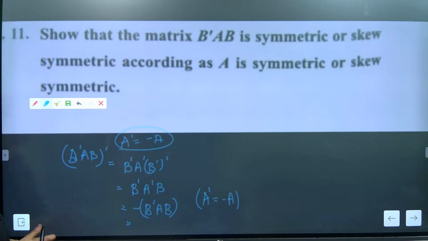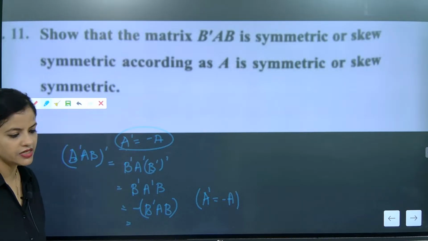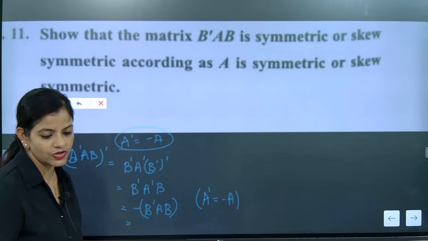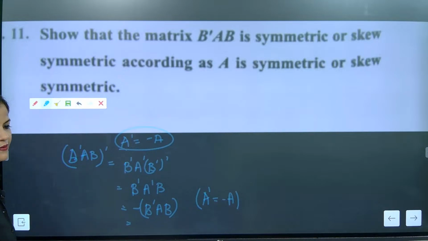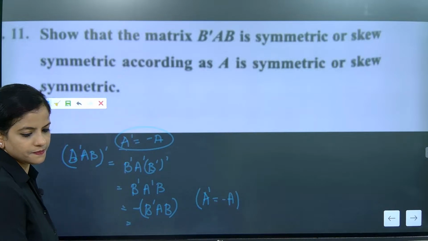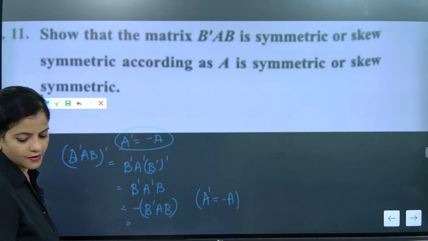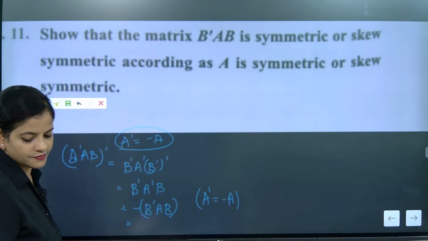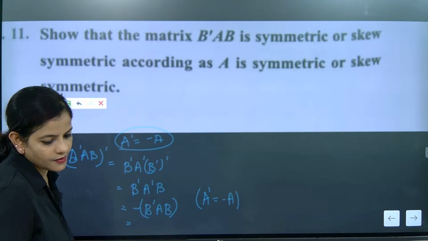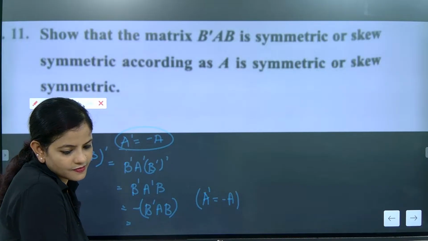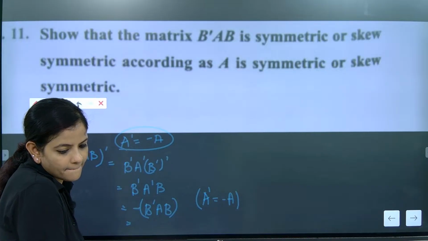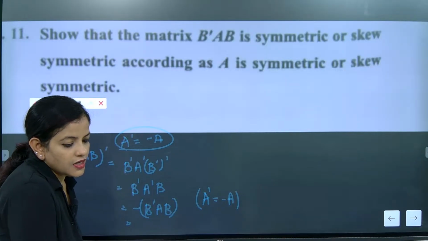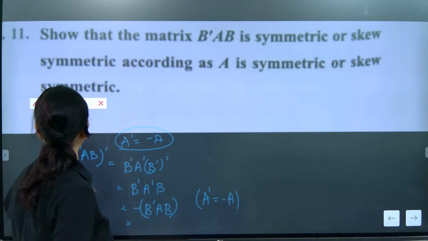Please kindly check this one out, because A transpose is equal to minus A. We have given much time to this question. We'll go for the next question, please. Are you ready? Shall we go for the next question, please?